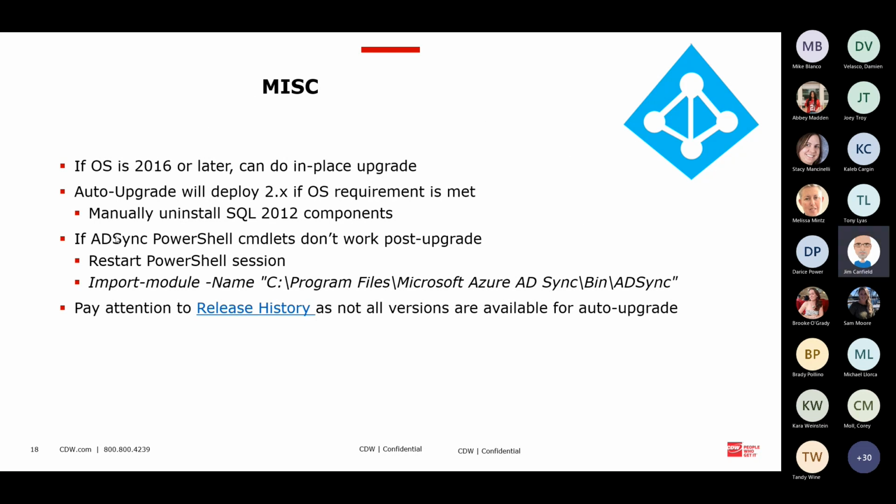A couple of miscellaneous points. To do an in-place upgrade, you do have to be on 2016 or newer: 2016, 19, 22. And the auto upgrade will only work if you have all of the underlying requirements. For example, if you're running SQL 2012 components on the server, it wouldn't work. So if it's a server you've had around for a long time and you've been running AD Connect on it for a while, if it's not difficult, do a swing migration. If it's a VM and that's all it's doing, spin up a new one, swing over to it, and then bring the old one down and use the new one. You'll be very well served.